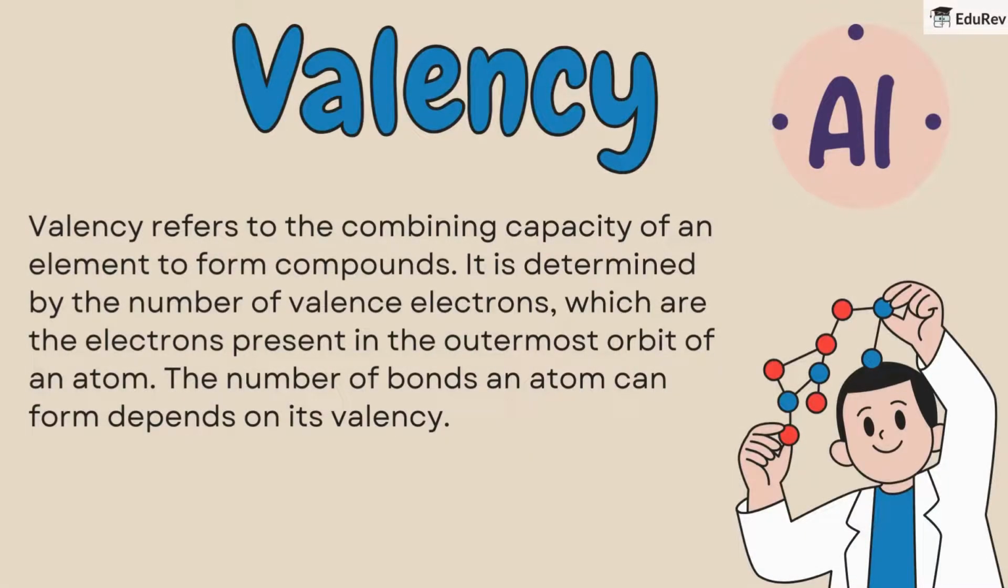Valency refers to the combining capacity of an element to form compounds. It is determined by the number of valence electrons, which are the electrons present in the outermost orbit of an atom. The number of bonds an atom can form depends on its valency.